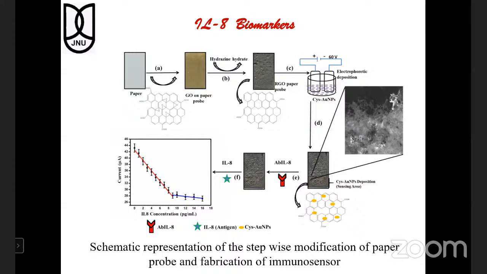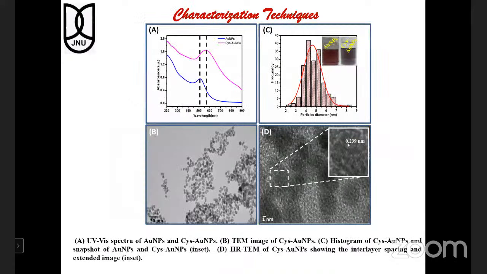So this is the curve where we took the response as the concentration changes with respect to current. Now we will discuss the results. First, for the gold nanoparticles we prepared, we obtained the peak at around 510 nanometers, and after modification of the gold nanoparticles, the peak shifted to 560 nanometers, which indicates the modification of the gold nanoparticles.